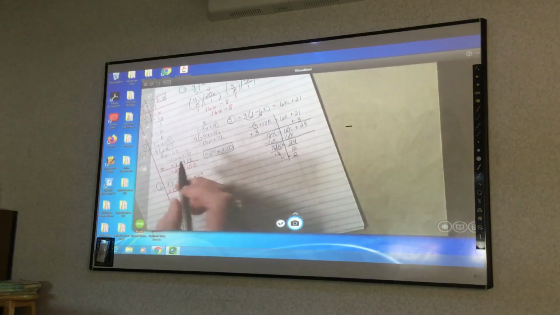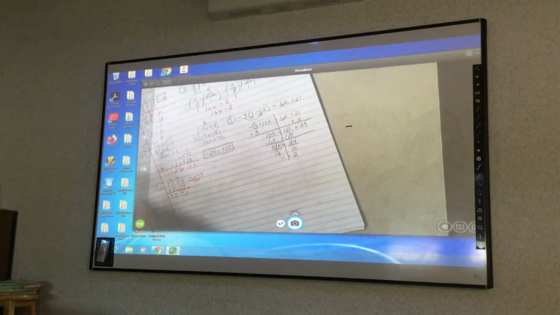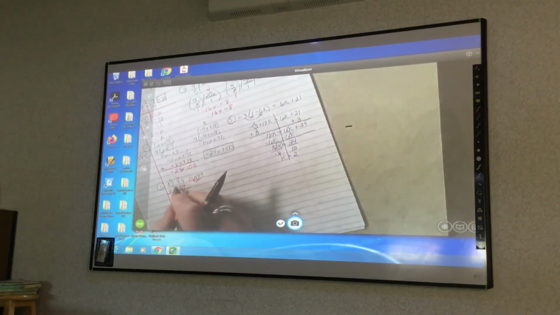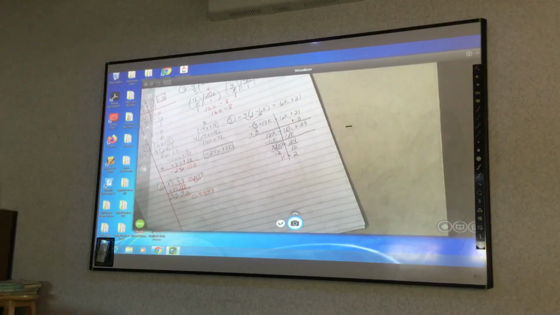7 times 9 is 63. 7 times 9 is 63, plus 6 makes 69. 7 times 7 is 49, plus 6 makes 55. Count your decimals. 1, 2, 3, 4. So I start at the right and I go 1, 2, 3, 4. So my amount there is 0.5593. But I can't use that for cents, so you round to the nearest cent.